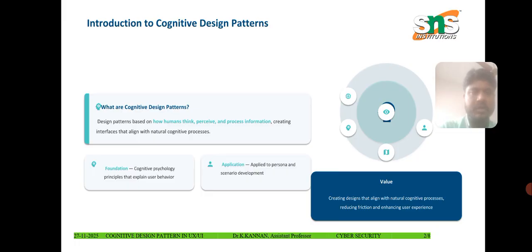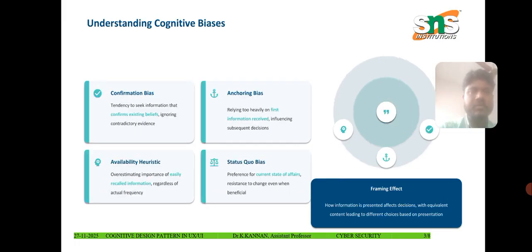Next is understanding cognitive biases. Confirmation bias is the tendency to seek information that confirms existing beliefs, ignoring contradictory evidence. Anchoring bias is relying too heavily on the first information received, influencing subsequent decisions.